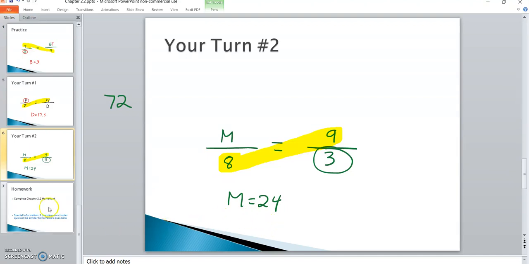So if these questions went too fast for you, what I would encourage you to do is go back in the video to the previous slides and just go over them again. But just realize that we always do the same process. So the two numbers that are diagonal from each other, we multiply them, and then we always divide by the last number.